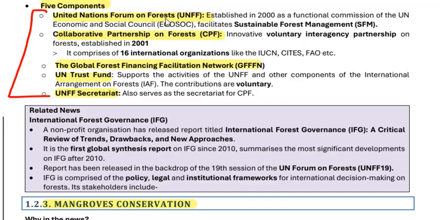United Nations Forum on Forest, not required. Collaborative Partnership on Forest, the Global Forest Financing Facilitation Network, the UN Trust Fund, and the UNFF Secretariat.